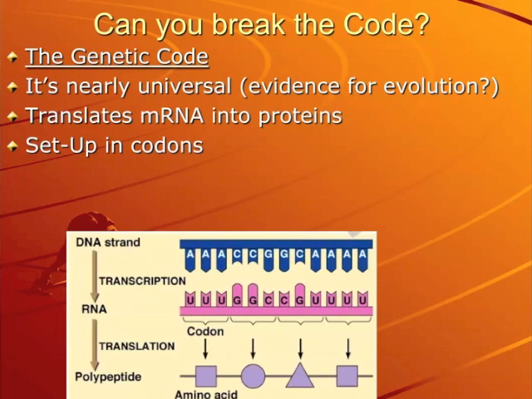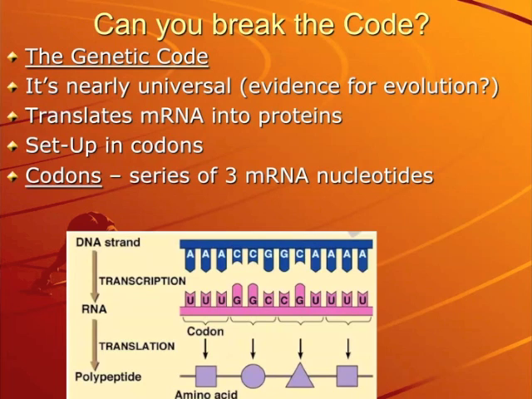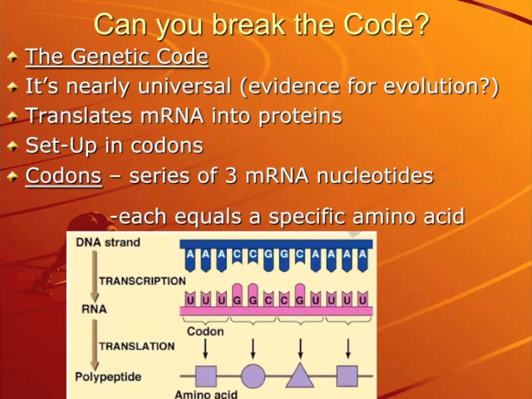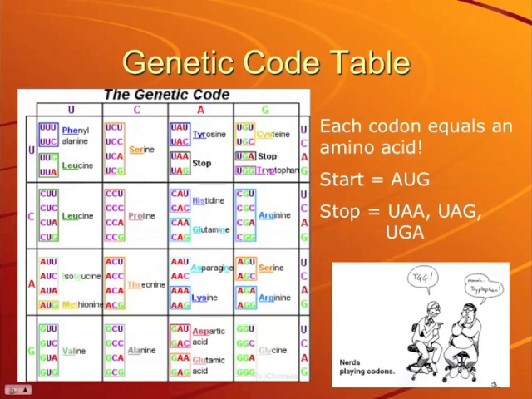So if you look at a strand of DNA on the top in the blue, you have AAA, and when it's transcribed into RNA, you get UUU. That UUU codes for a particular amino acid, and that's how you translate your RNA into a protein. The codons, as I said, are a series of 3 mRNA nucleotides, and each is for a specific amino acid. Now they have figured out what's what. The genetic code table is how you can tell what amino acids are being coded for.